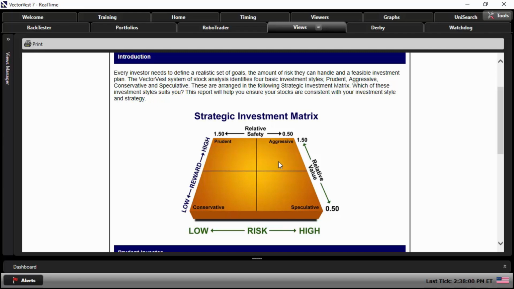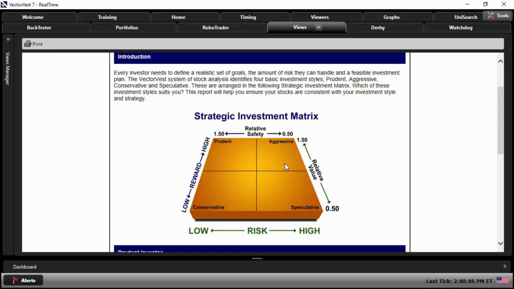And finally, the last style of investing that VectorVest tends to favor is the prudent investor. Most places out there tell you you can't have a high reward without increasing your risk. Well, VectorVest is here to show you that that is not exactly true. Utilizing the VectorVest indicators, you can identify stocks that have lower risk or a higher relative safety and also come with that great reward potential or high relative value.